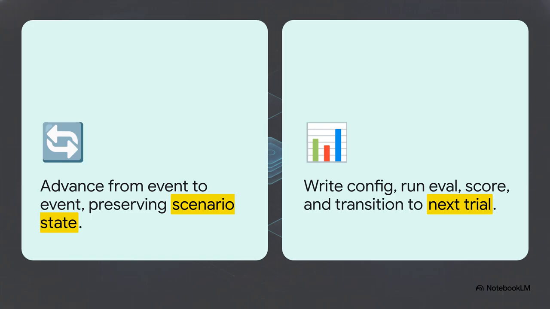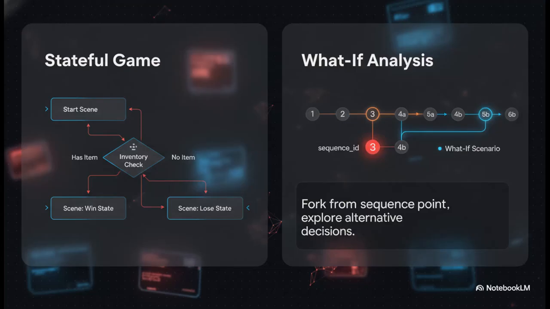Meanwhile, a hyperparameter tuning graph writes a trial configuration, runs an eval, records a score to the state, and transitions to the next trial or the final winner. Whether you're building a stateful adventure game routing between scenes with inventory changes and win/loss conditions, or you're running a what-if analysis, it is all just state and transitions. By using Burr's fork from sequence ID method, you can fork from a previously persisted sequence point, change an alternative decision, and compare the outcomes.